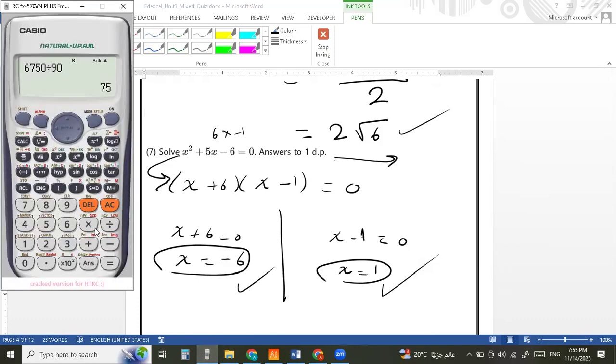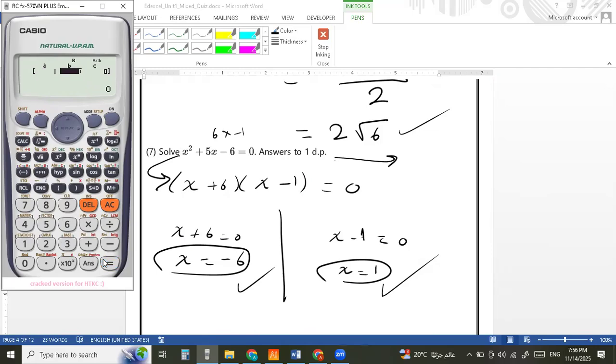Let me open the calculator for you. Here you go. To answer any form of quadratic equation, enter the mode. You see the mode button here? Mode. Choose number 5, which is equation. Choose number 3, which is the quadratic equations. Then they are asking you to put the value of A, the value of B, the value of C. A is 1.